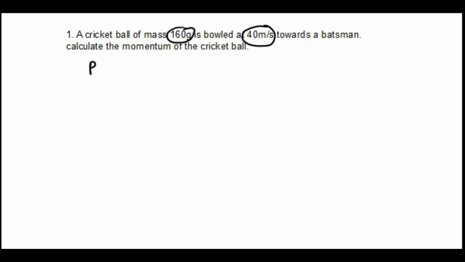We know that the formula for momentum is P equals M multiplied by V. Let me put some arrows there to show that these are vectors. I usually tell my students that they should always write what they are given. And what am I given? The mass. What is my mass? 160 grams.